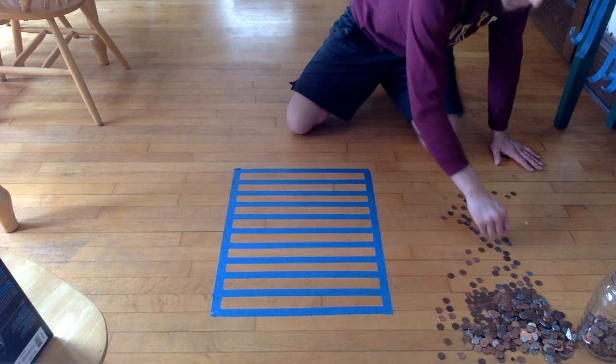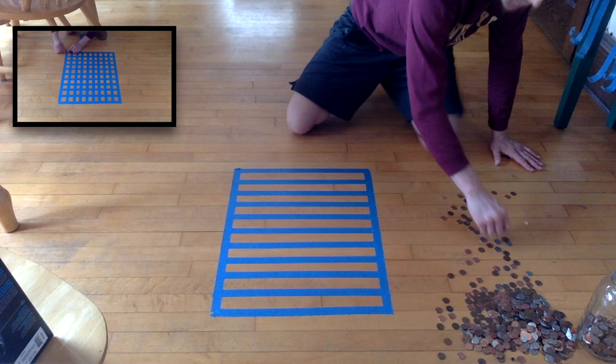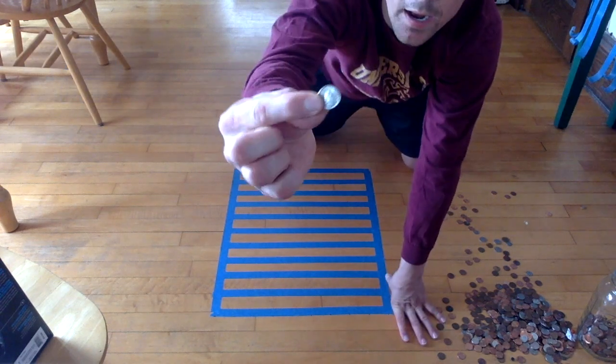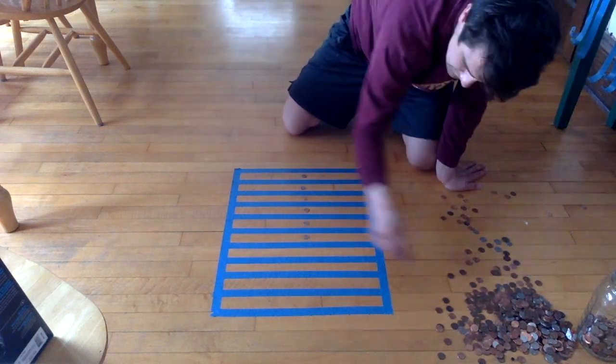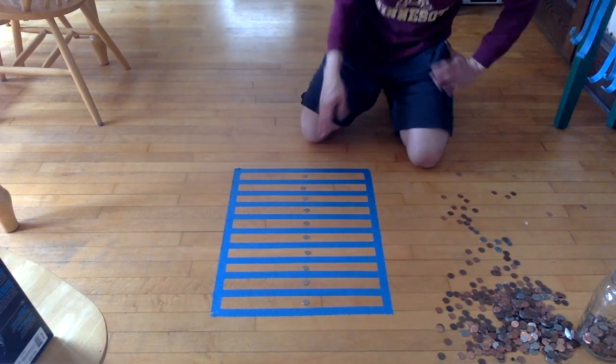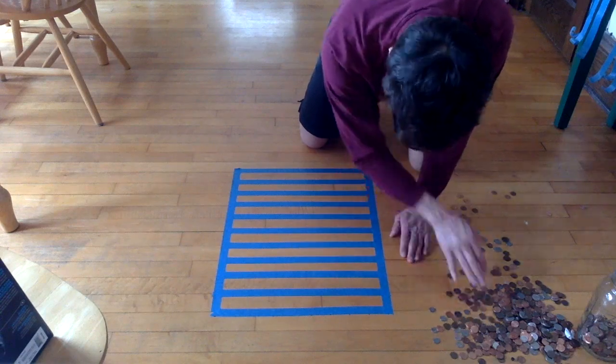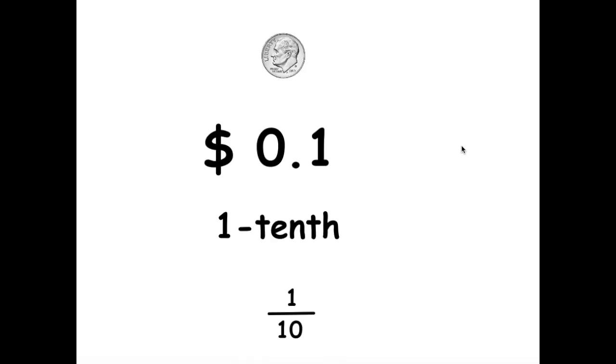Here's the same exact grid as we had before, except it's divided into 10 equal parts instead of 100. Now what have we got here? That's right, it's a dime. If we divide $1 by 10, we get 10 cents, or a dime. There are 10 dimes in $1. So as a result, a dime is 1/10 of a dollar.